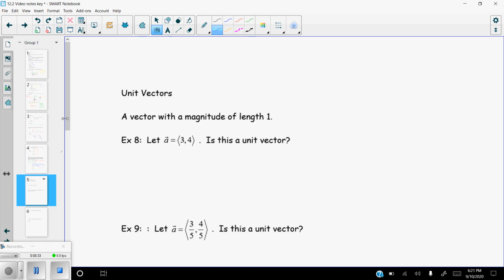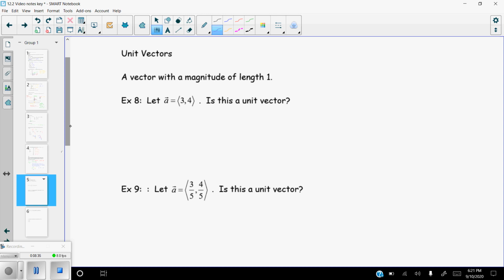All right, now let's talk about what's called a unit vector. Just like in trig, a unit circle is called a unit circle because it has a radius of 1. In general, in mathematics and sciences, when we talk about units, we're talking about something which is 1. So a unit vector is a vector with a magnitude or a length of 1. That's it. The vector has to have a length of 1.